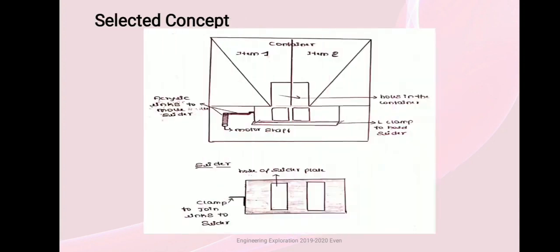This is concept 4 which we had selected. There will be a slider plate which will slide according to the user's input as food 1 and food 2. If the user selects input 1, the slider plate will slide to the right side. If input 2 is selected, the motor rotates anti-clockwise and the slider plate will slide to the left side.